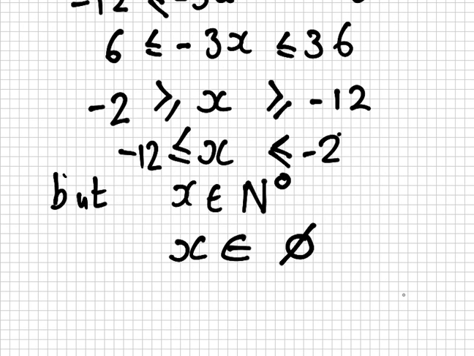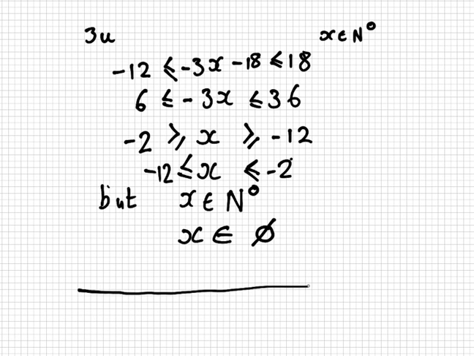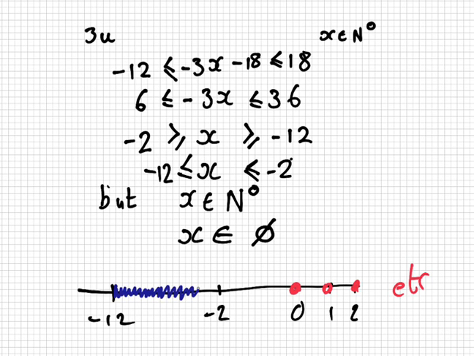And when you draw the number line, the situation is: here is minus 12, minus 2, 0, 1, 2. We're told that x is a natural number including 0, so x could be here, here, here, etc. But you find that x should be between minus 12 and minus 2. So there's nowhere that the blue and the red meet. None of the answers that you found are allowed.